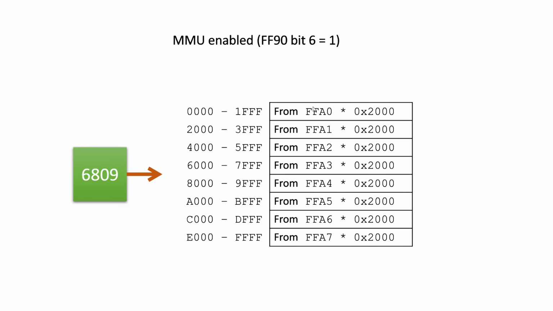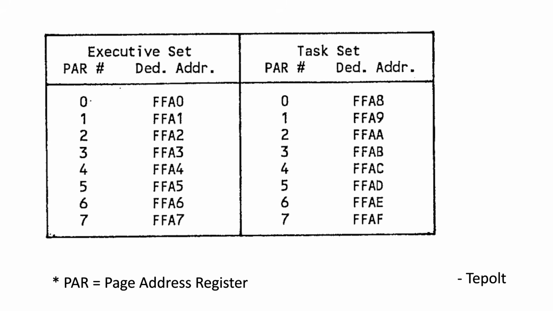We just take whatever value, for example, is stored at FFA0, multiply that by hex 2000, and that gives us the beginning address in physical RAM where this 8K block of logical memory addresses will point. Similarly, for the next block, we use FFA1 and its value times hex 2000 to decide where in physical RAM this will point. As a simplification, I'm only talking about the executive set of registers. There is another 8 hardware registers called the task set that I'm not going to be concerned with for this.